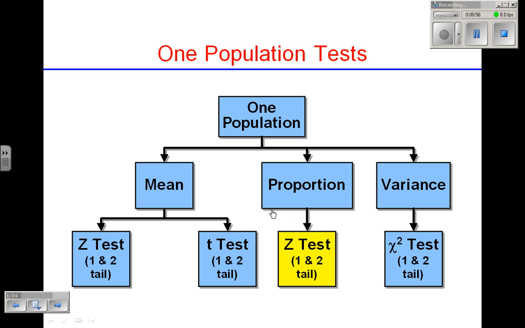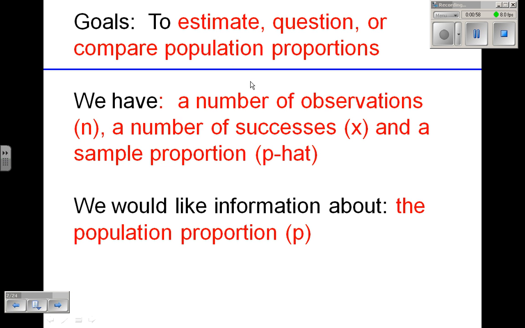The goal of this exercise is to estimate or question or compare population proportions. So if you're given a number of observations n, a number of successes x, and a sample proportion p hat, our good old friend the p hat is back, and we would like information about the population proportion rho. So when we're talking about proportions, we're not going to be talking about x bars or mu's anymore. We're going to be talking about p hats and population proportions, which are the big P, the rho.